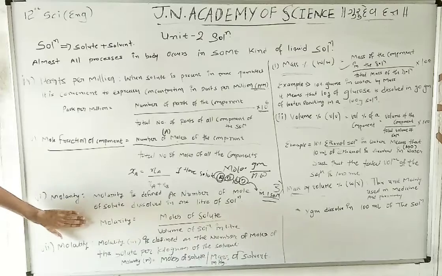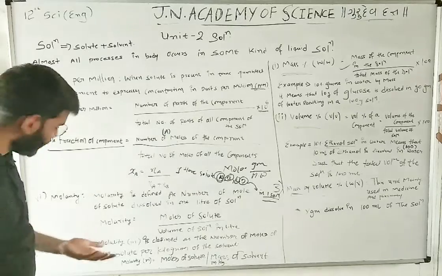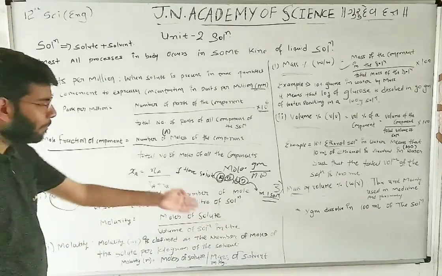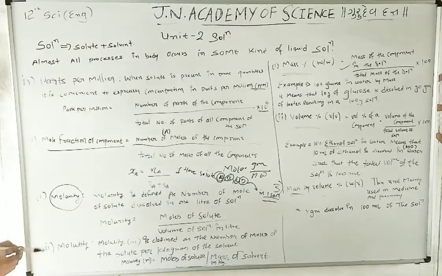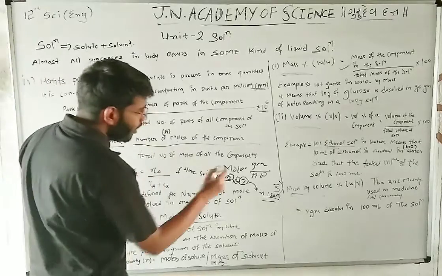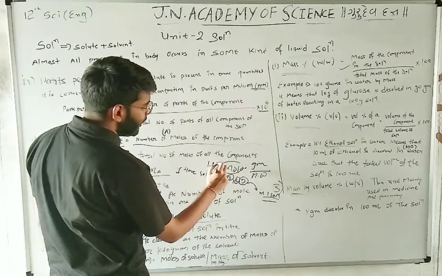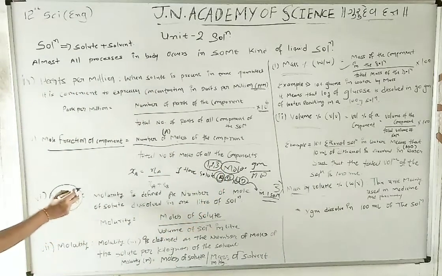After that, molarity. Mainly in liquid solutions we talk about concentration in molarity. Molarity is defined as the number of moles of solute dissolved in 1 liter of solution. It means number of moles, 1 mole, 2 mole, 3 mole in a 1 liter solution. According to that concentration we call it molarity.